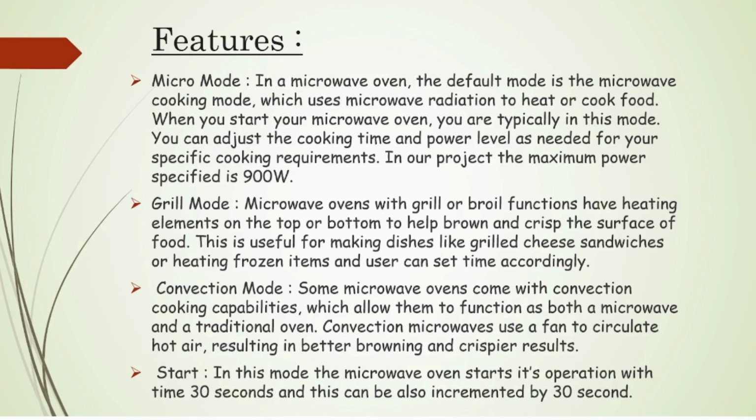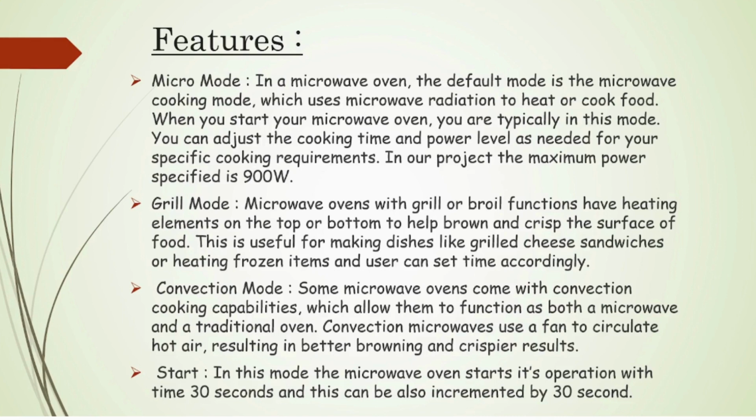microcontroller, which are micro mode, grill mode, convection mode, and start mode. Micro mode is the default mode. It is a microwave cooking mode, which uses microwave radiation to heat food. You can adjust the cooking time and level as needed. The maximum power we have given is 900 watt.